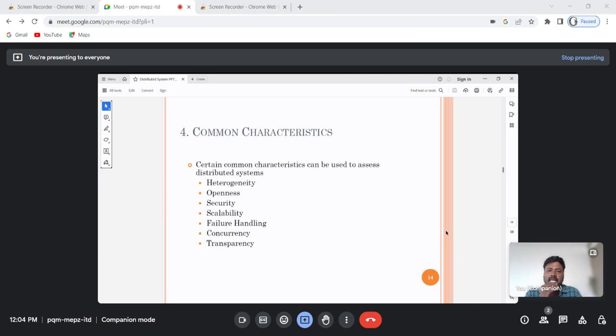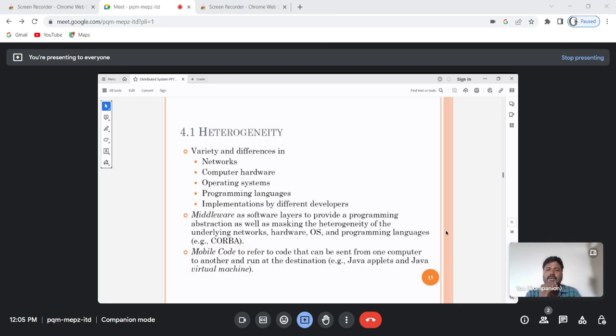So some of the important characteristics we are going to discuss here, we can also say these are the design issues involved in distributed system concept. So they involve heterogeneity, openness, security, scalability, failure handling, concurrency, transparency. So these are the characteristics. Heterogeneity.